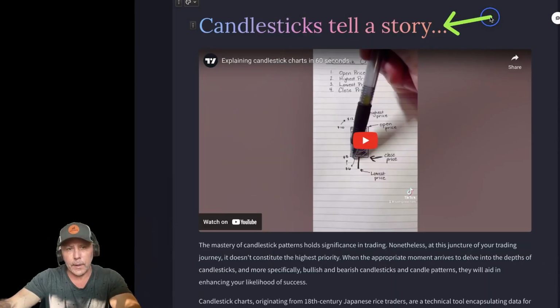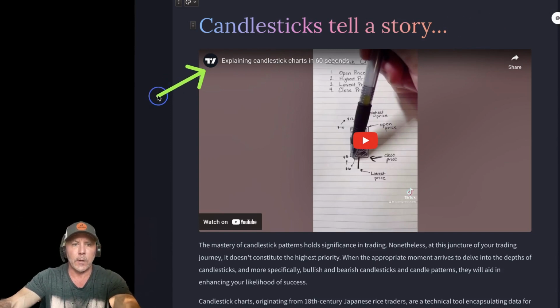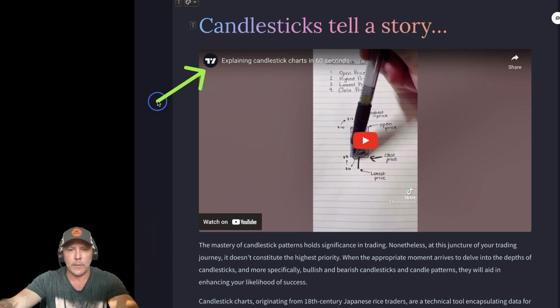So here's another video. This is called Candlesticks Tell a Story, and this video is done by TradingView. If I remember right, this is literally 60 seconds, but it talks about just the basics, the high level, when candlesticks were created. By the way, they were created back in the 18th century by Japanese rice traders, and they are still a cornerstone for trading. So this is a 60-second video, and I thought about doing this myself, but TradingView just did a wonderful job.